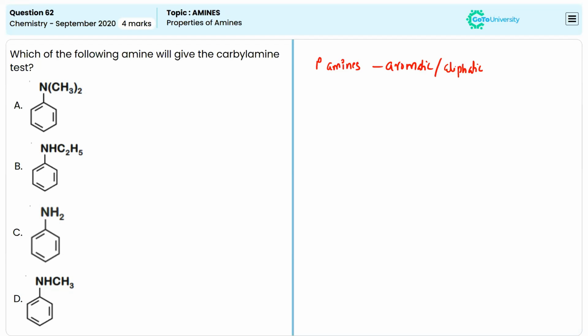From these options we can see all of them are aromatic in nature, right? Because they contain a benzene ring. But if you come to the first one, this is not an amine. This is a tertiary amine. So this is not the correct answer.